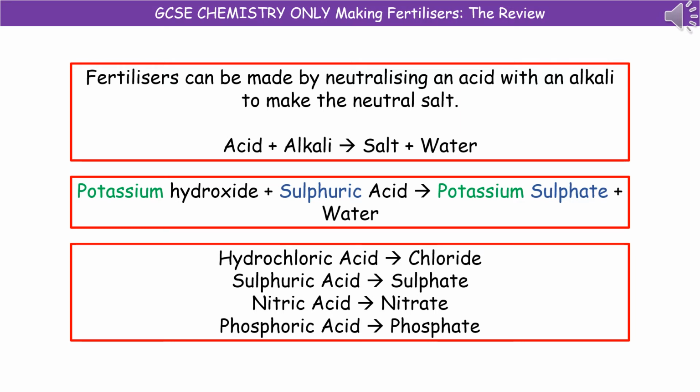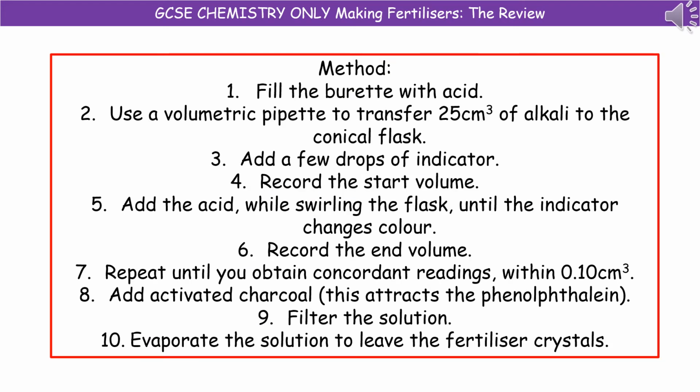If they give you a question asking what acid and what alkali we use, then you can suggest whatever metal hydroxide as your alkali, and then look at the ending of your salt and pick the right acid. The method we use for this is just the titration.